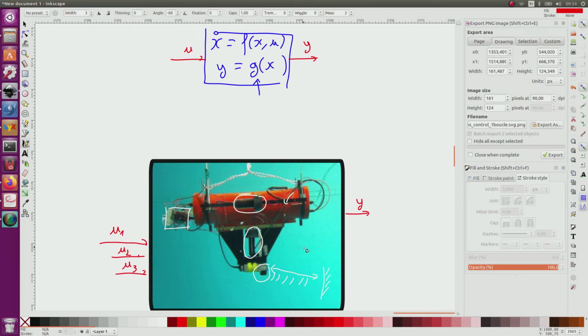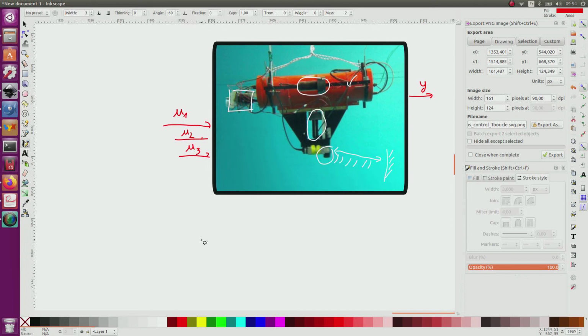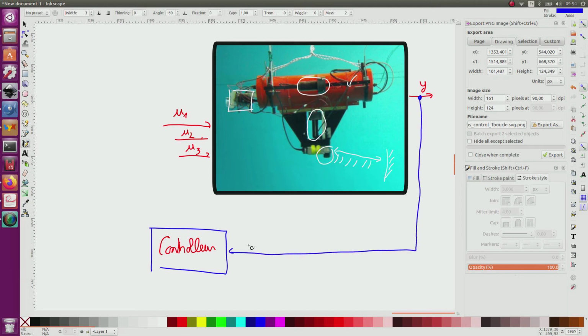Okay, what about the controller? I will represent here the controller which makes the robot autonomous. The controller will take some information from y, because in practice the state vector x is not known. We can only guess it via an observer that will be inside the controller. So this one is not known. The controller will compute the 3 values u1, u2, u3.